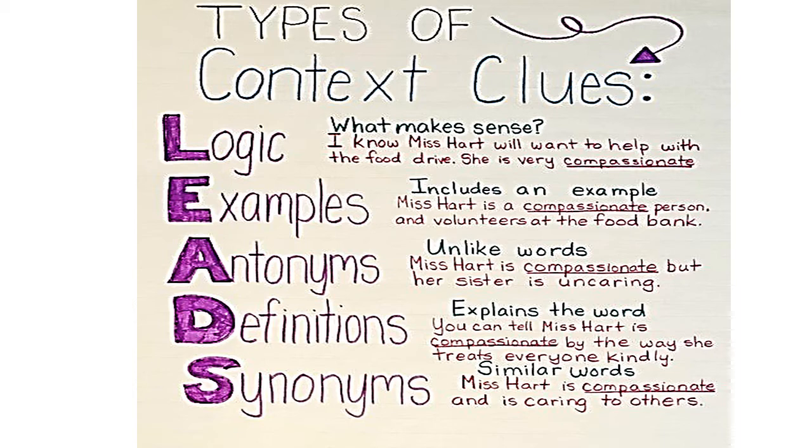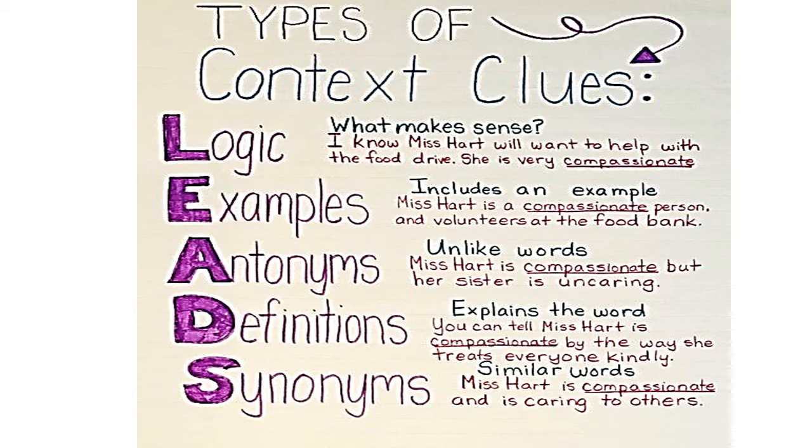The first thing is logic, where you decide whether the word makes sense and fits into the sentence. For instance, let me read the sentence for you. I know Miss Hart will want to help with the food drive. She's very compassionate. Definitely compassionate describes a person who loves to help people, because I can see that it makes sense that this is what the word compassionate might mean. So use logic. In the mnemonic LEADS, the first L is for logic.